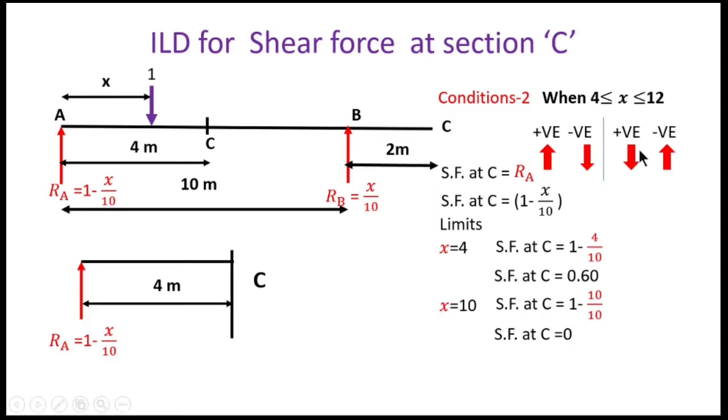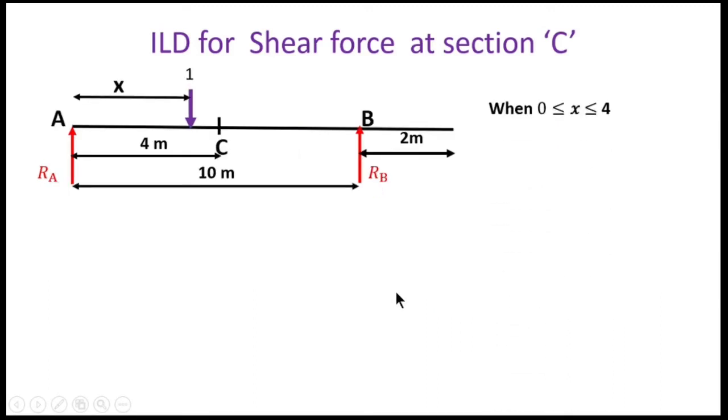It means when x is equal to 10, shear force is 0. Then the last is x is equal to 12. Shear force at C is equal to 1 minus 12 by 10, so shear force at C is equal to minus 0.20. In this way, you have applied the load throughout the length of the beam. Then we draw the ID for the shear force. We got all the ordinates from 0 to 12.